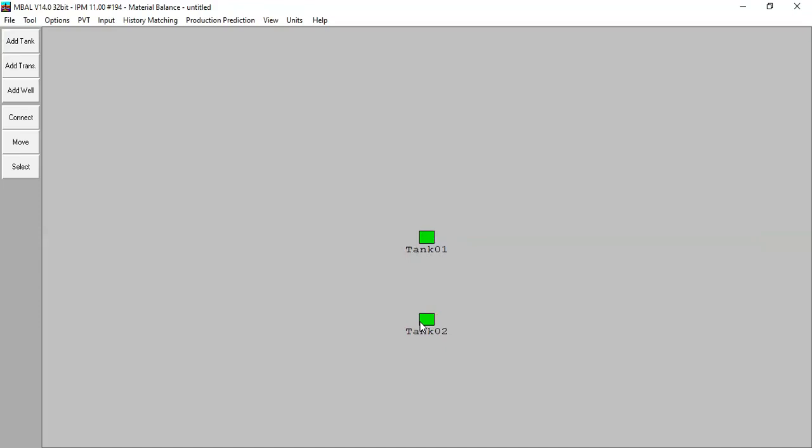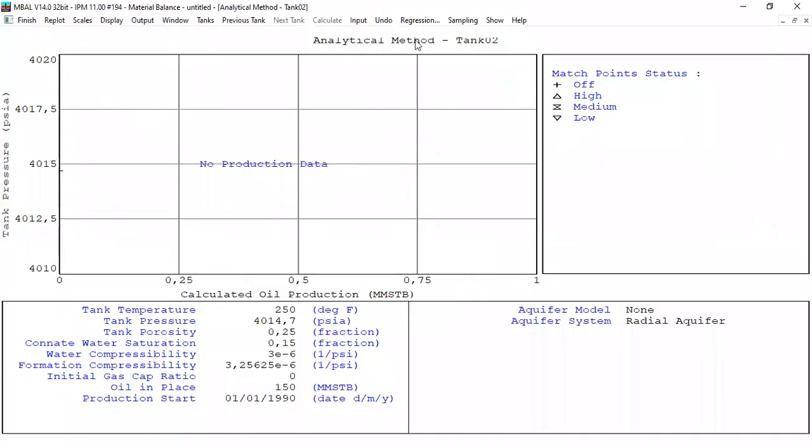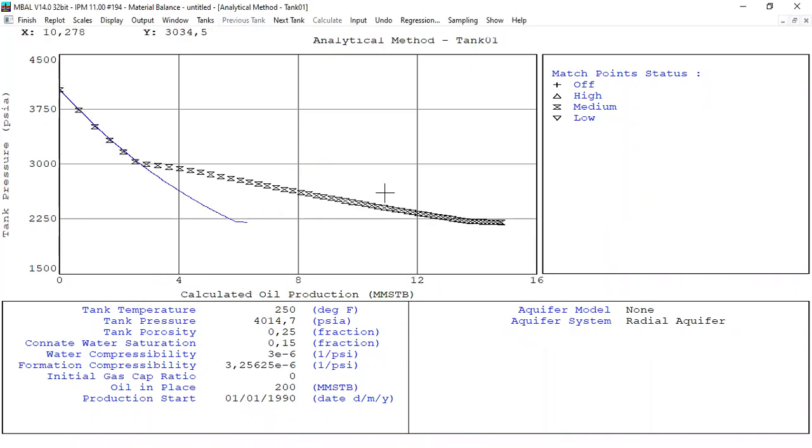Okay, and now I want to connect them. Because what I see in tank 1, in the plot of tank pressure versus calculated oil production, I know there is a connection between tank 1 and tank 2.